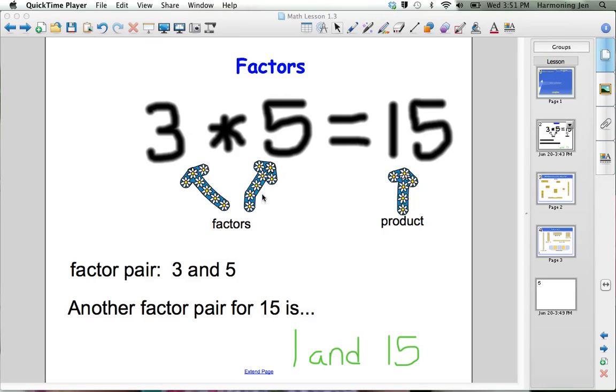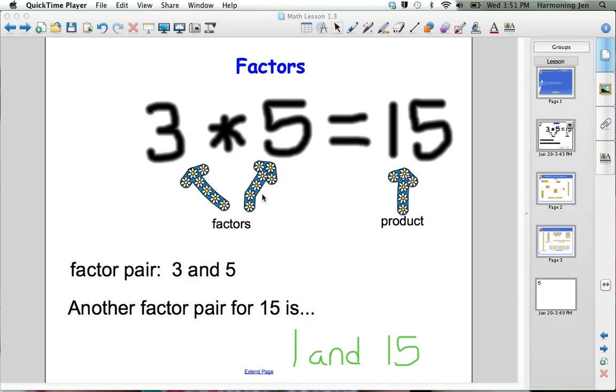This is the video for Math Lesson 1.3. Today we are talking about factors. Now you've learned about factors and products, factor pairs in the past. So today is mainly a review of what those terms stand for. Now let's take, for example, the number sentence 3 times 5 equals 15.